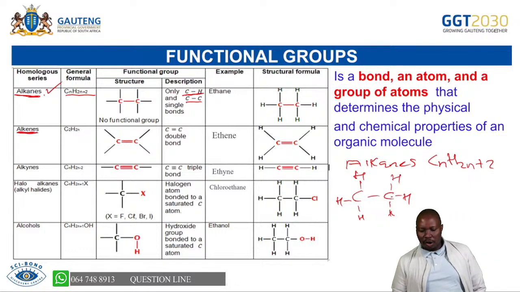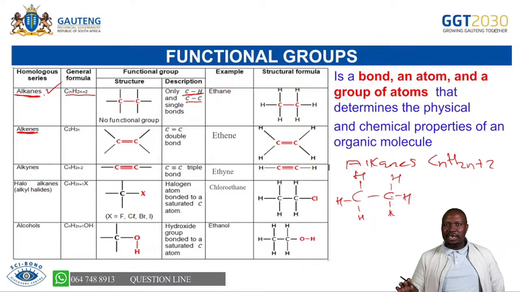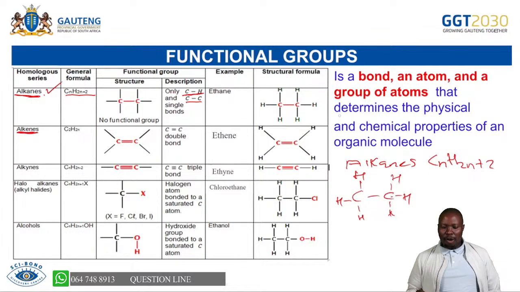From alkanes, we got alkenes. But if you can check, alkenes now have a carbon-carbon double bond. So that's how you will see alkenes. They have a carbon-carbon double bond.